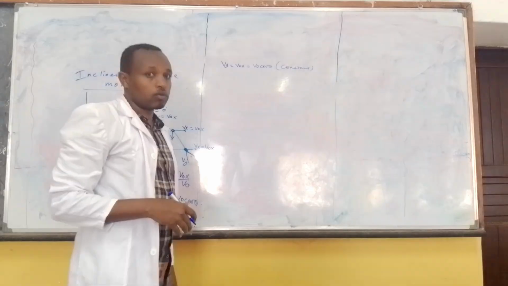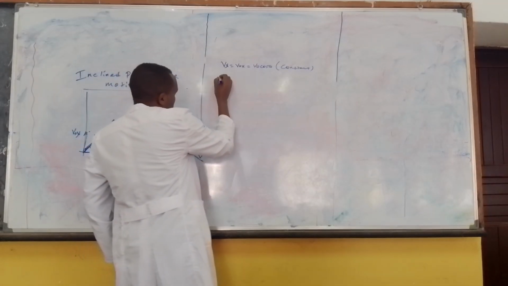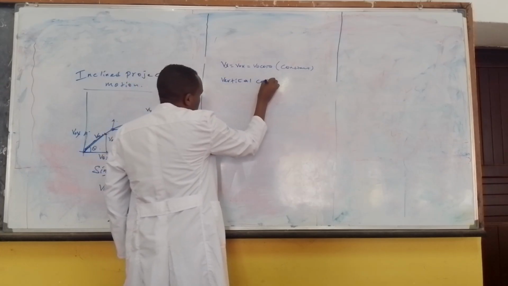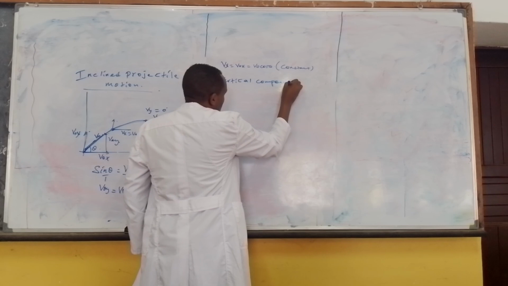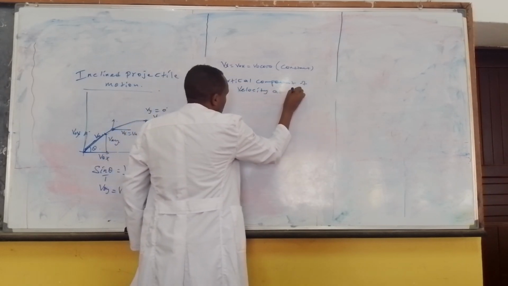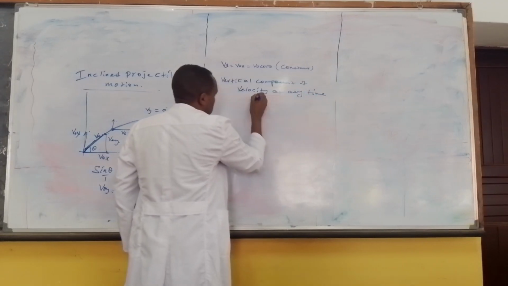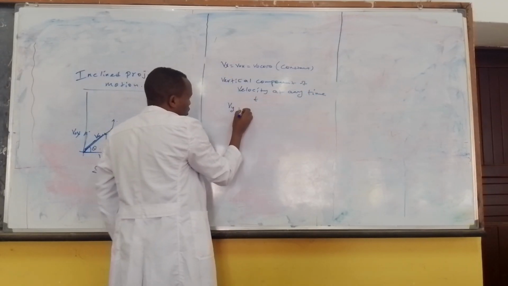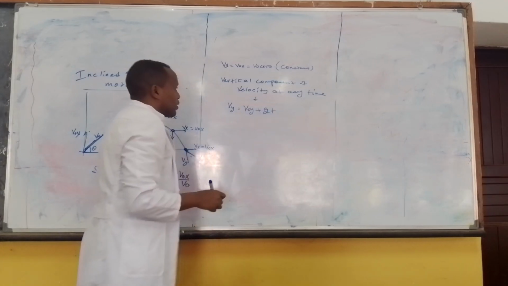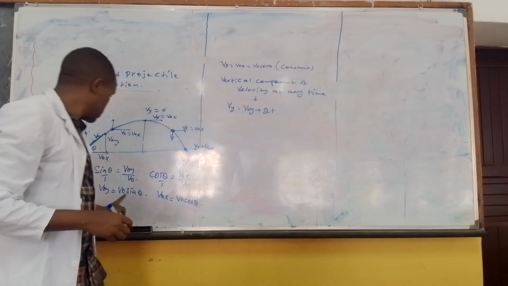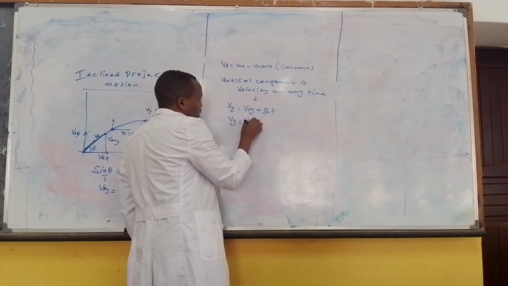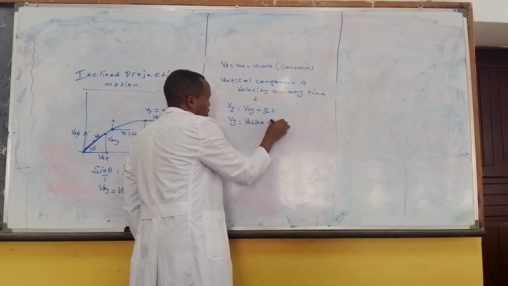To calculate the vertical component of velocity at any time t, vy is equal to v0y plus gravity times t. Since v0y is v0 times sin of theta, vy is equal to v0 times sin of theta plus gravity times t.